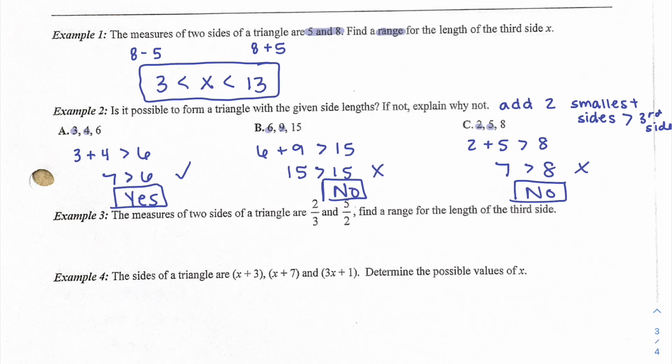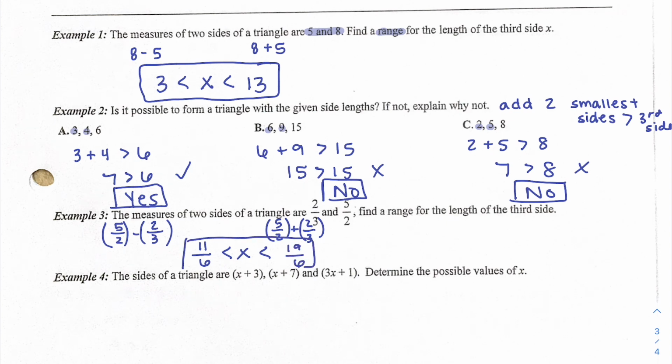Example 3, if two sides of a triangle are 2/3 and 5/2, find a range for the length of the third side. Again, how we find the range, we take the two and subtract them, and then we take the two and add them. So we're going to do 5/2 minus 2/3. Type that into your calculator using parentheses. When we do that, we get 11/6. Second thing is you add them together. 5/2 plus 2/3 gives me 19/6. So my range is anywhere between 11/6 and 19/6.